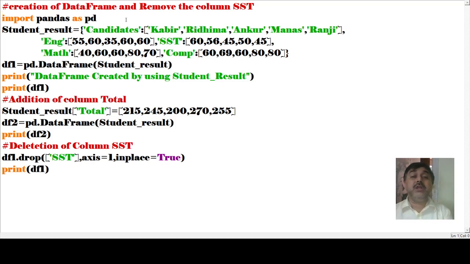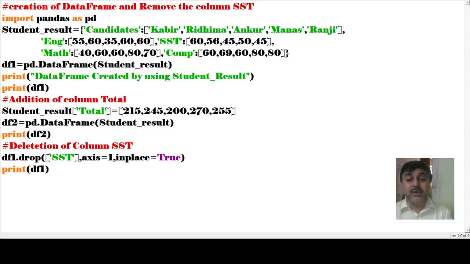Now I want to delete a column, suppose the SST column. If I want to delete that SST column, I have to drop it. So df1.drop, SST, comma axis equals 1. Axis 1 means the column axis; obviously it is always axis 1. Then inplace equals True. Inplace means the change is applied to the data frame itself. So print df1.